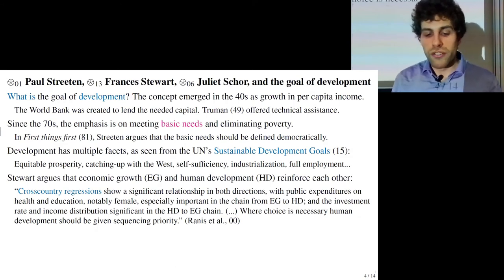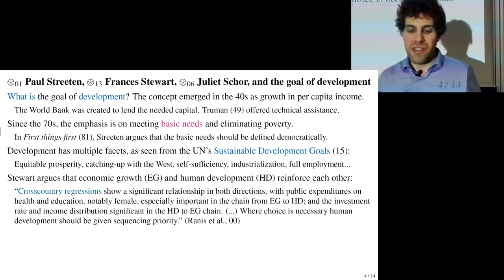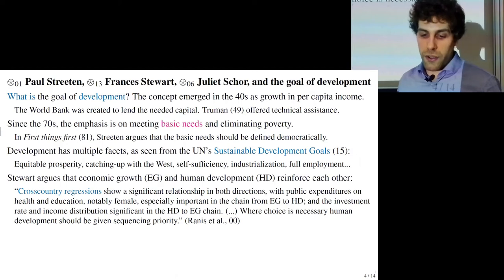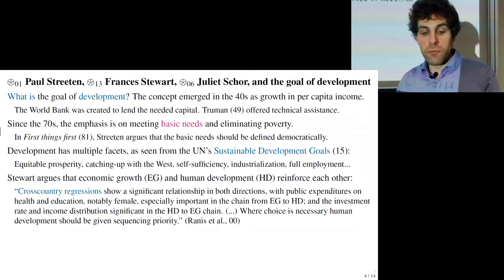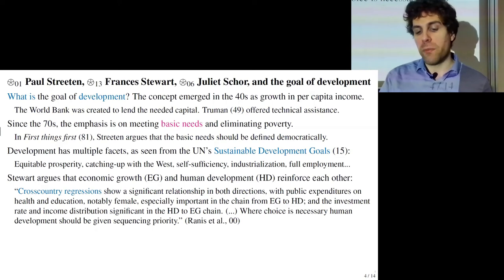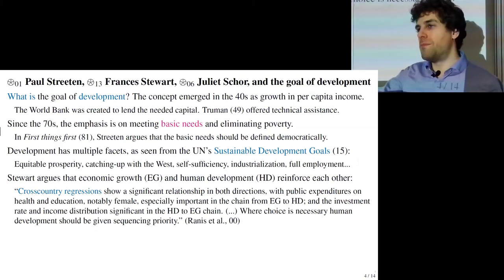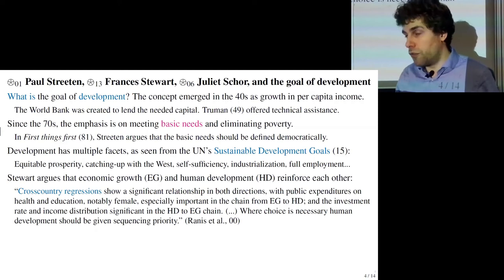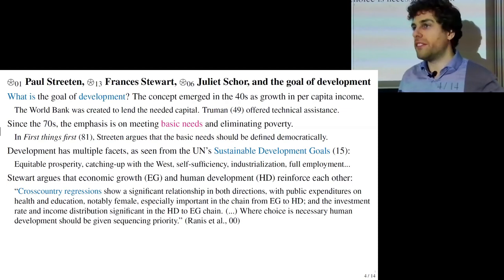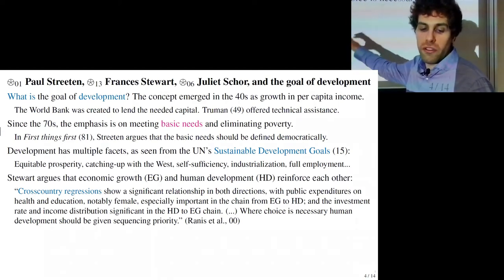Cross-country regressions show a significant relationship in both directions, with public expenditures on health and education, notably female, especially important in the chain from economic growth to human development. So the idea is that economic growth causes human development, and the investment rate and income distribution are significant in the human development to economic growth chain. Causality runs both ways. Then she says that it can become a virtuous cycle, and that it has more chances to become a virtuous cycle when the emphasis is put on human development first. So she concludes that where choice is necessary, human development should be given sequencing priority.